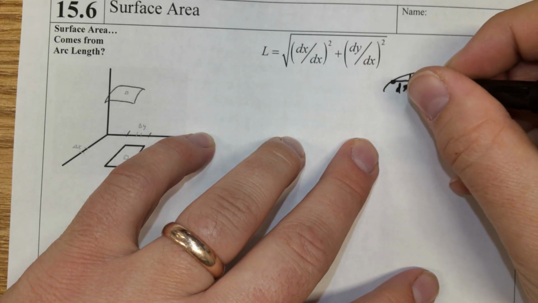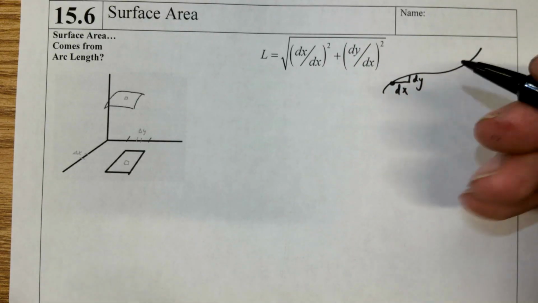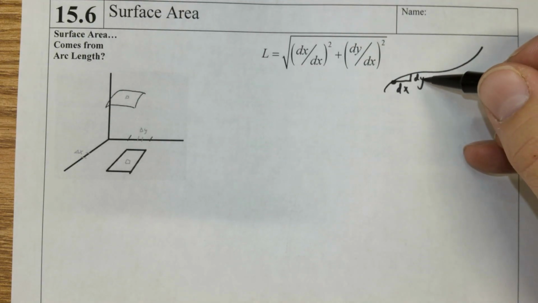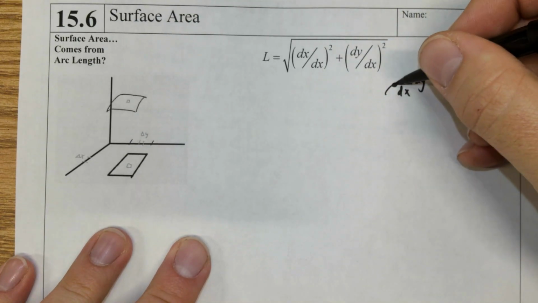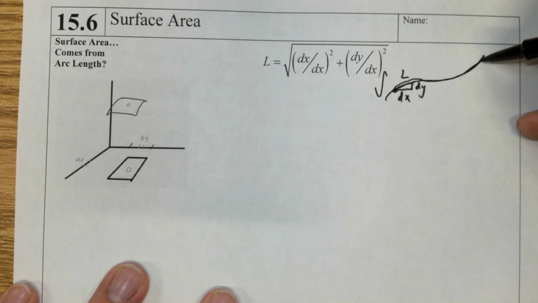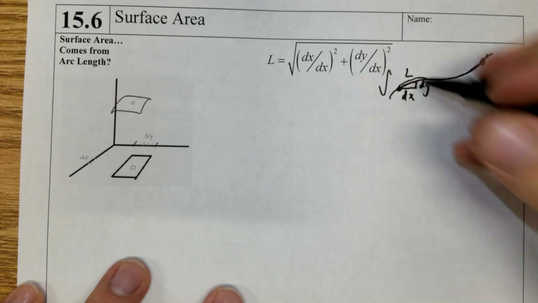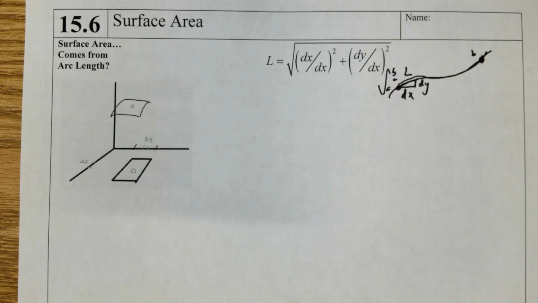I would see dx, I would see dy, and that change, dx squared plus dy squared, as x changes, gives me this length. And if I integrate it over the whole curve, from a to b, I would have the total length of the curve. Well, now I'm going to do the same thing, but I'm going to take little areas, and add up all of those little areas across the surface to get the surface area.